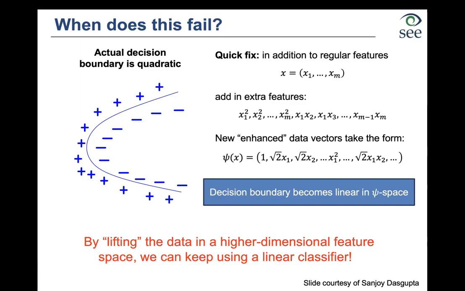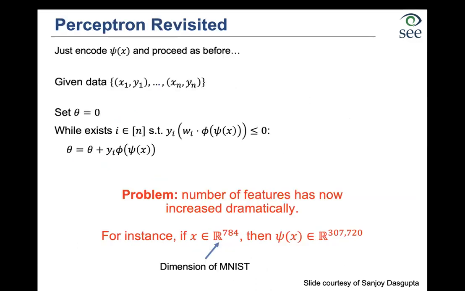There's a very simple way to fix this problem, and that's to say, I have these original features, and I'll also add in these quadratic features. I'll look at interactions and squares of my features. These new enhanced data vectors, we just take the original data and then add on these extra features that we compute from it. The key idea is that the decision boundary, which was nonlinear on the original version of the data, becomes linear on this lifted or enhanced version of the data. Then we can just keep using a linear classifier on this enhanced version. If we want to do this in HD, we can just compose these enhanced features with our encoding method, and proceed exactly as before.